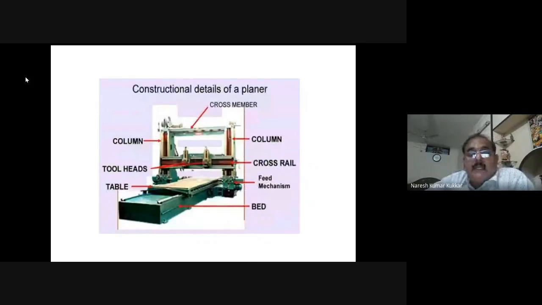Now it comes to the planer. I will show you the actual figure also, after this basic theory session.